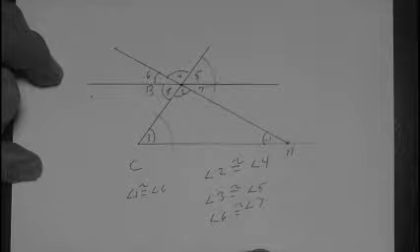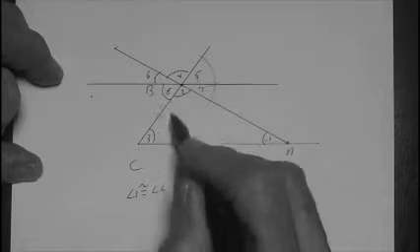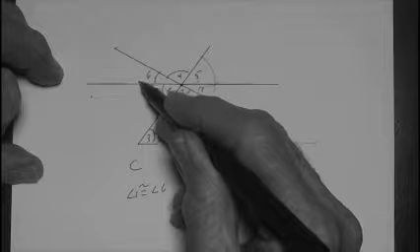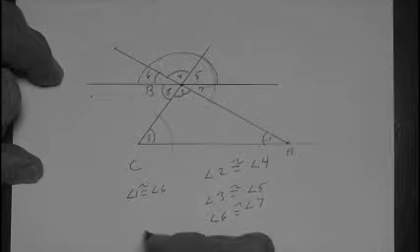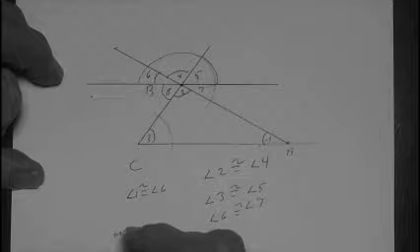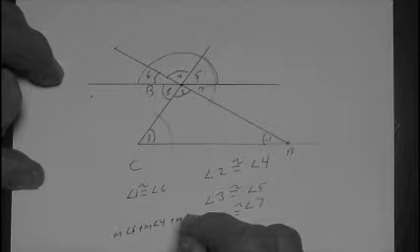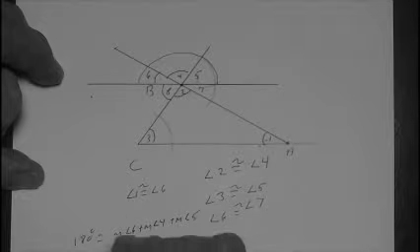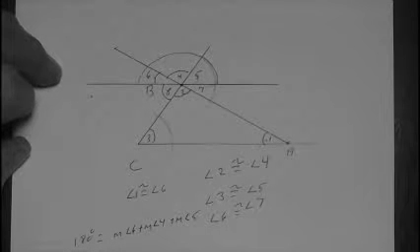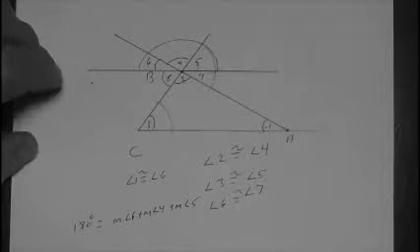Well, let's see. Angle 6, 4, and 5 together go halfway around the circle. They make a straight angle. So the measure of angle 6 plus the measure of angle 4 plus the measure of angle 5 must equal 180 degrees. How about that? They're a nice straight line. It makes 180 degrees. Well, let's see here now. What can we do with that?